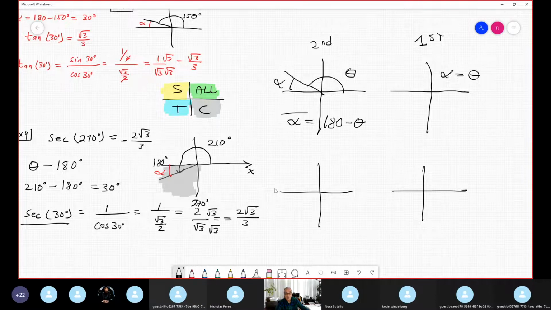The student can prefer the formula, leave it like that. The student who doesn't prefer the formula, it's easy to remember because it's the angle between the terminal side and the x-axis, this guy. No formula necessary.